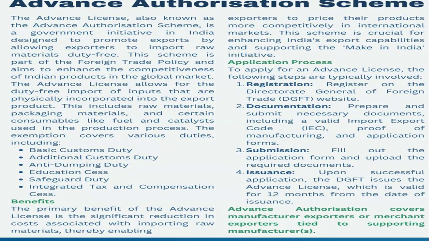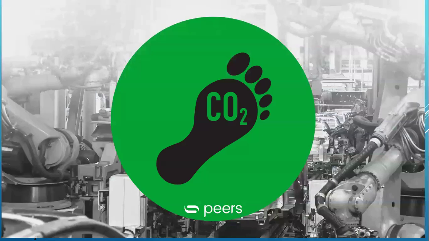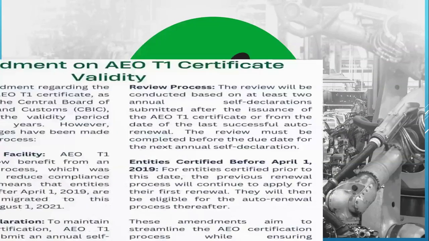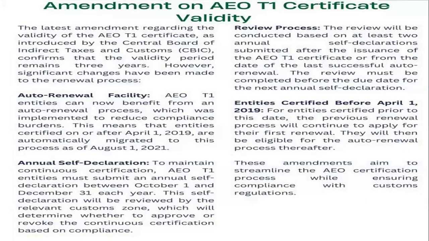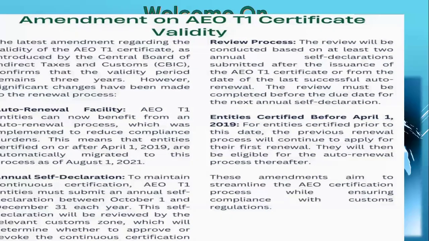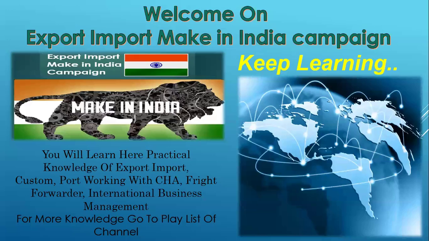This advanced license gives us at least 1 year to complete the export obligation. In 1 year we need to export the goods. If we do not export the obligated goods in the given time, the license may expire. So the government gives another option: the importer can extend the validity of the license. In this way, the export obligation needs to be fulfilled.